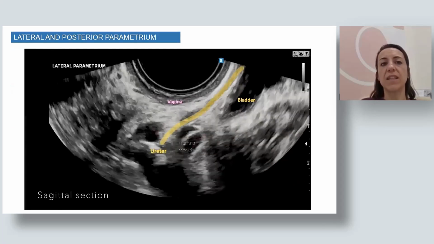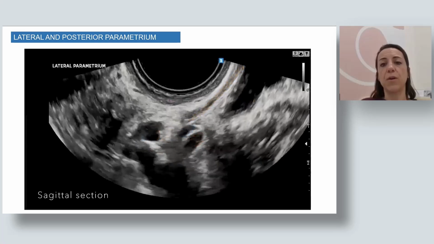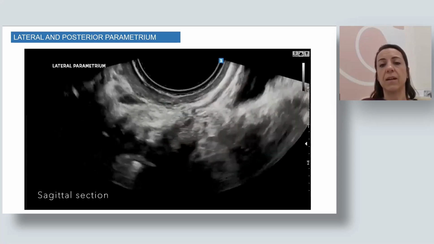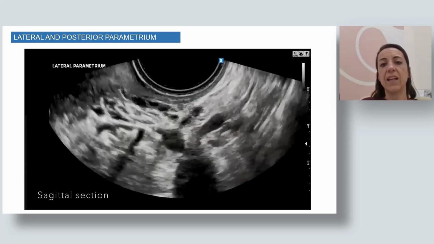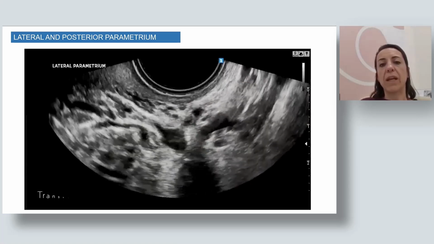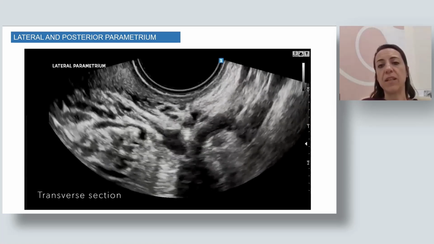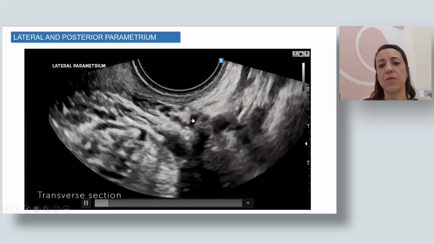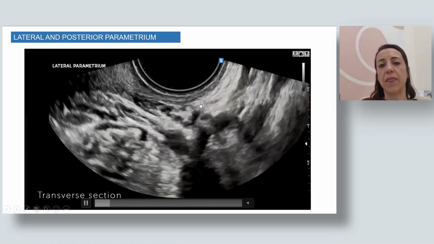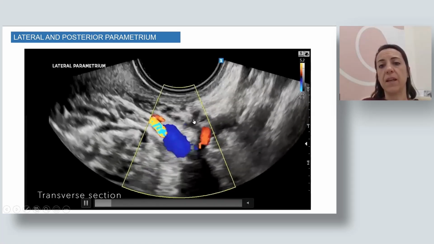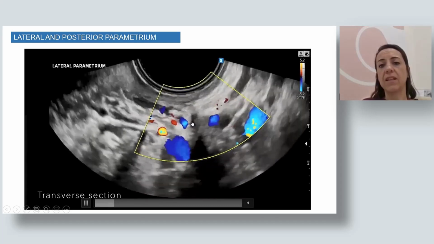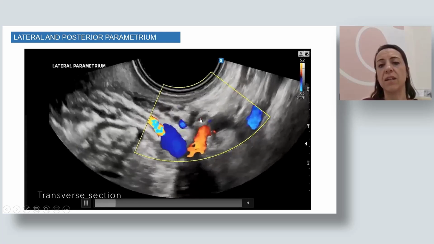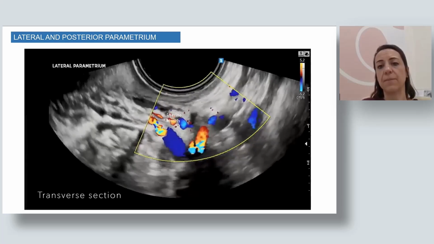Now, how to assess lateral and posterior parametrium? First of all, we have to assess the bladder and ureter, and then we can move the probe 90 degrees to obtain this transversal section with the ureter in the middle. Here is the ureter, and next to the ureter, we can visualize the uterine vessels.